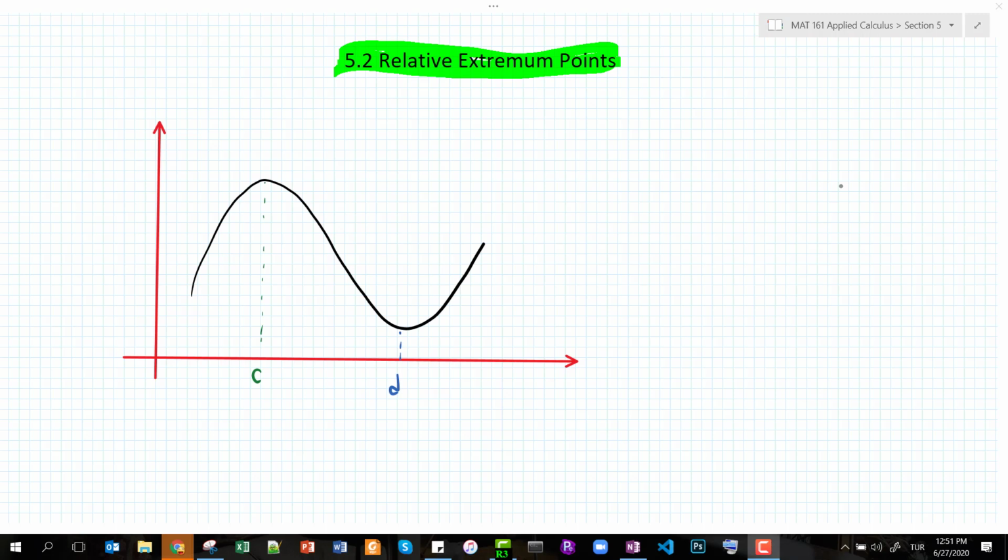In the previous section, we learned how to use the derivative to see the increasingness and then decreasingness of the function. In this session, we're going to move the discussion forward to the extremum points, which are also related to the increasing or the decreasing.